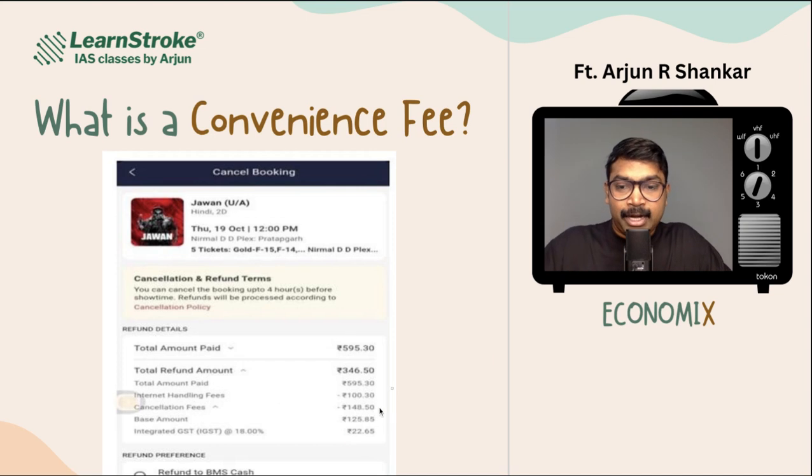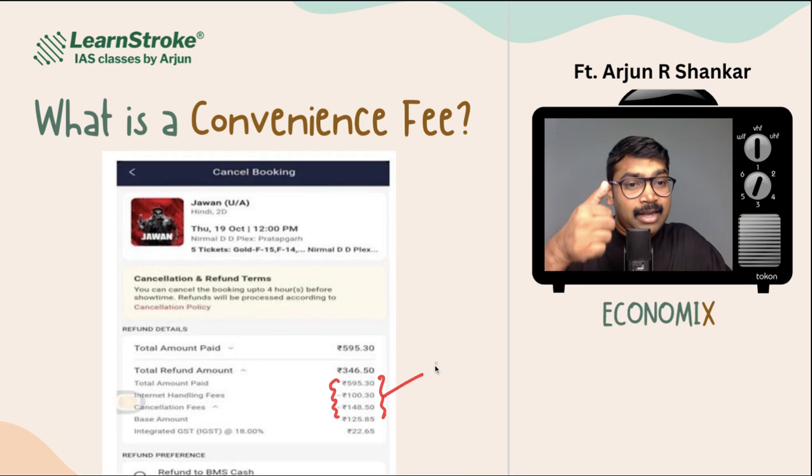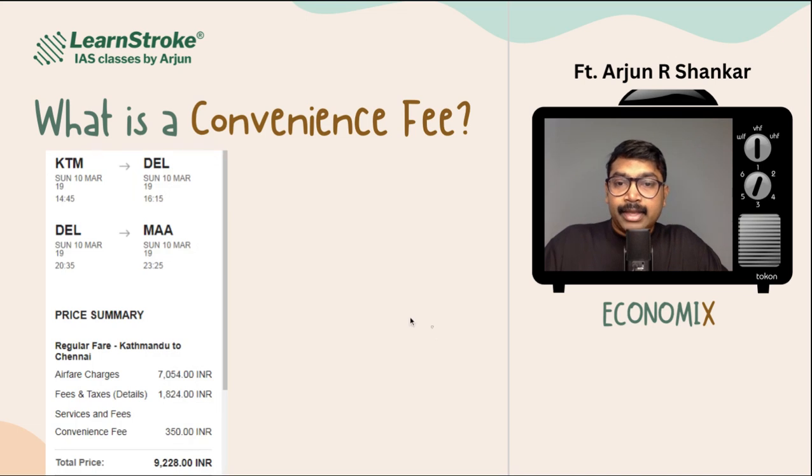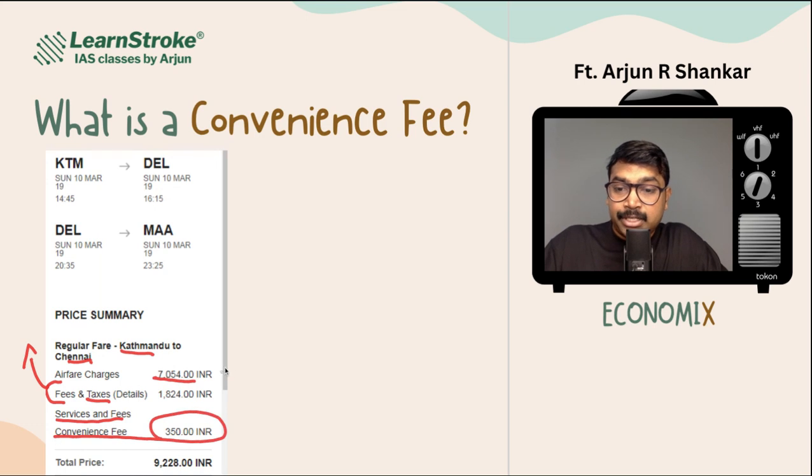And one more thing I wanted to tell you: these are all aspects through which companies also make money. When you cancel, the company gets money. So this is how companies make money. Take a look at a flight ticket also. You're booking a ticket from Kathmandu to Chennai. The total airfare is 7,054, and then there are taxes and fees, certain charges. What is the service fee? What is the convenience fee? It's 350 rupees charged on this. So based on these 7,000 rupees, there are some fees charged, and on top there is a convenience fee, and your total bill becomes 9,200.